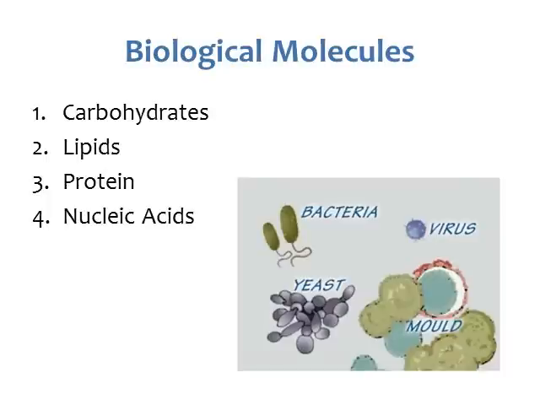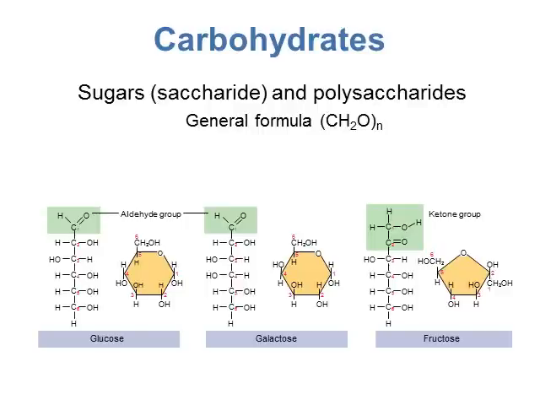So the 4 different types of biological molecules we're going to look at are carbohydrates, lipids, proteins, and nucleic acids. So we'll start with the carbohydrates first. The carbohydrates, their monomer is called a sugar or a saccharide. So those are the building blocks.